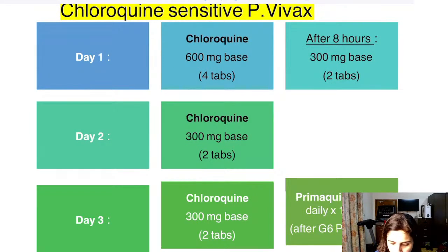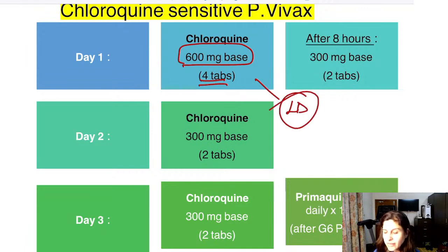So on day 1 you give 600 milligrams base, that is 4 tablets together. ठीक है? And this is actually your loading dose. And the reason for giving a loading dose in chloroquine sensitive, this for chloroquine, is because it has a very high volume of distribution, right? And then after 8 hours, you give 2 more tablets, 300 milligram base. Next day again 2 tablets, and then the third day again 2 tablets.